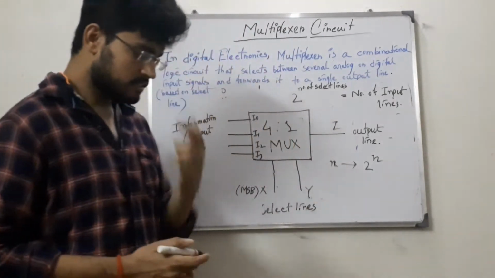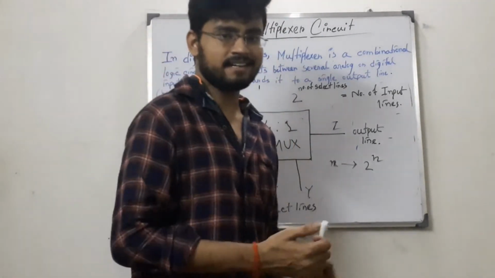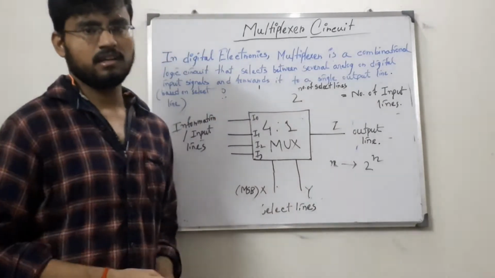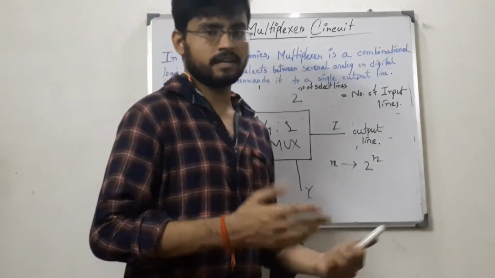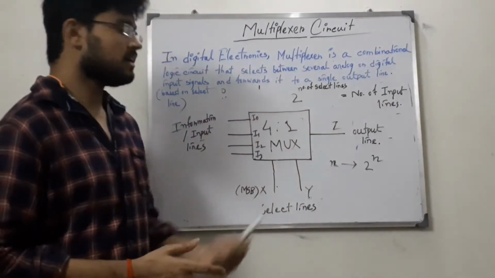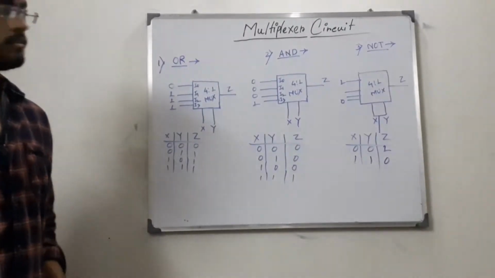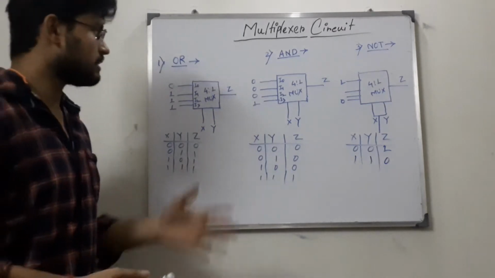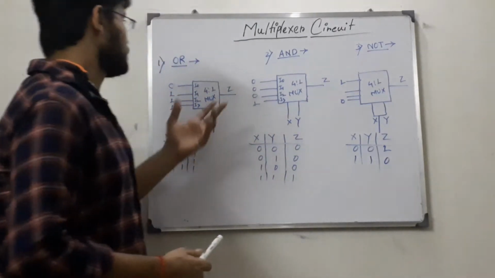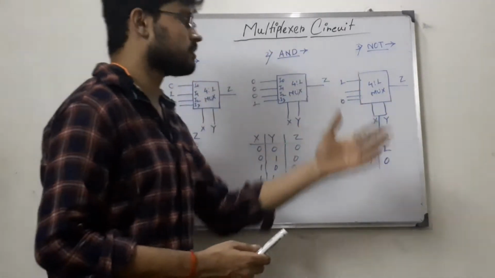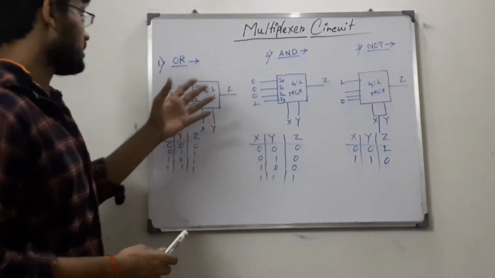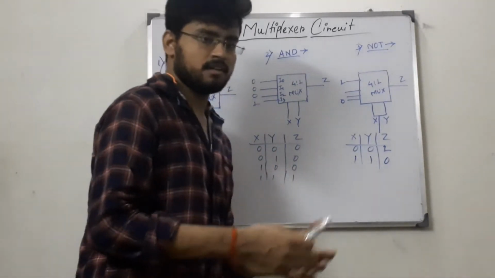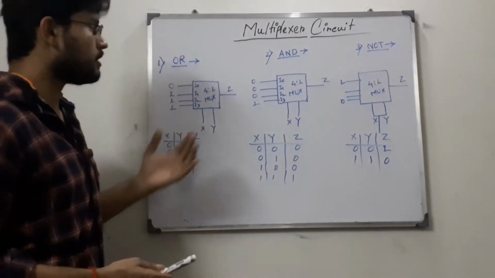So now we will see the conversion of different gates, like basic gates and NAND gate or NOR gate, or universal gates, using the mux. So first we will see the basic gates, OR gate, AND gate and NOR gate. While converting the different types of gates using mux, we have to remember the truth table of the different gates.